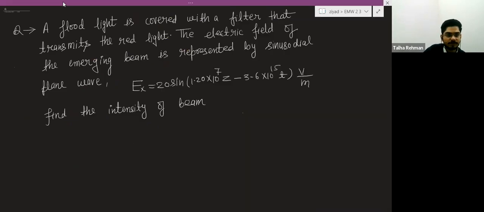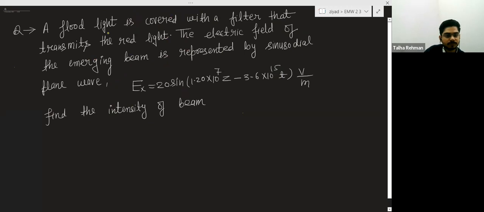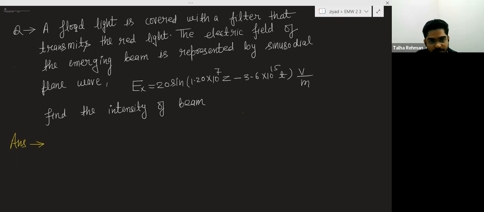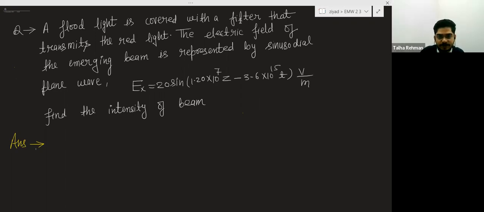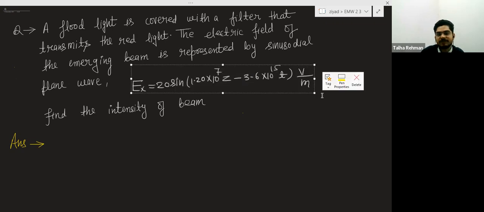So question on this topic. Now this time see, a floodlight is covered with a filter that transmits the red light. The electric field of that emerging beam is represented by the sinusoidal plane wave. So electric field of that electromagnetic wave is given by this.